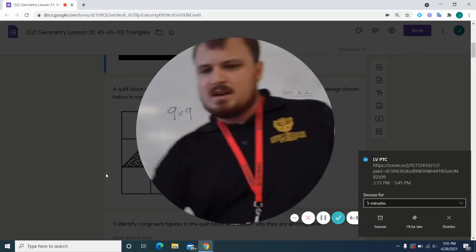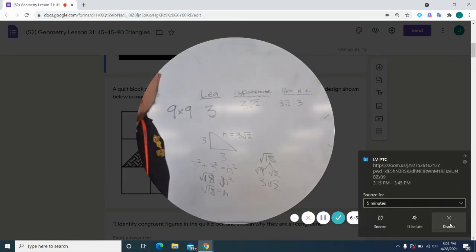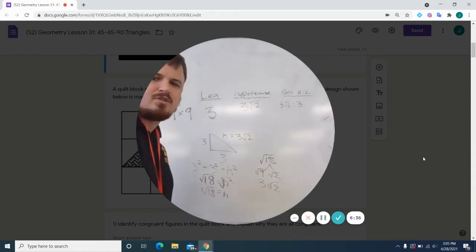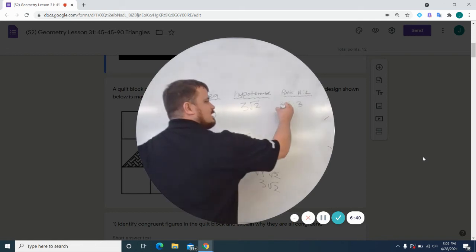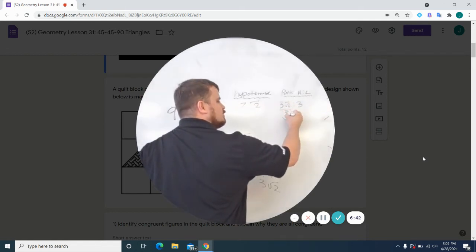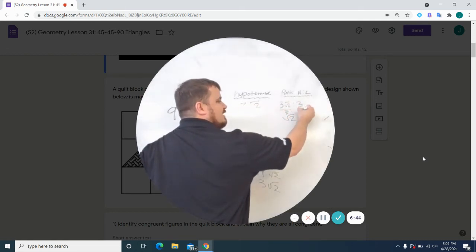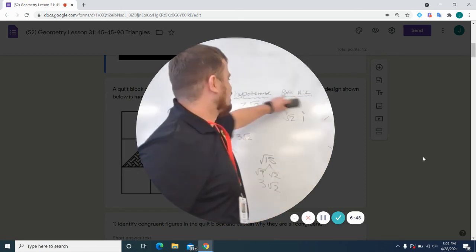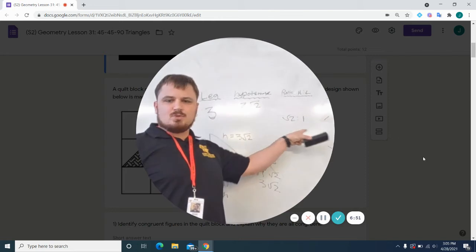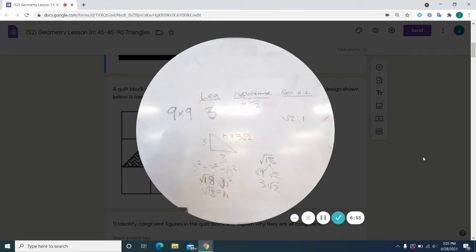Well, what I'm doing right there, I could take both of these and divide by 3 and be left with root 2 to 1. Right? So if you divide this by 3, it's just root 2. Compared to if you divide this by 3, it would just be 1. So the ratio of hypotenuse to leg is root 2 to 1. That's the ratio. Okay?